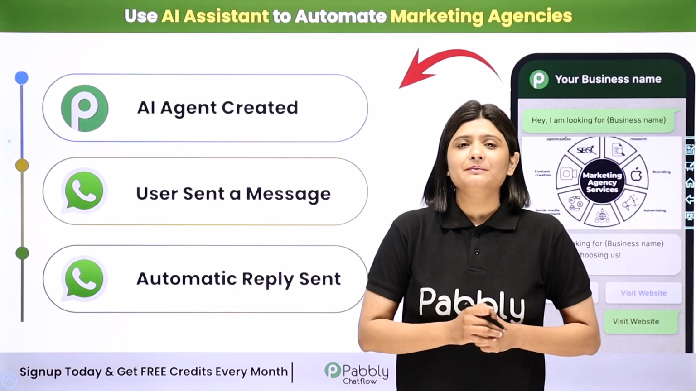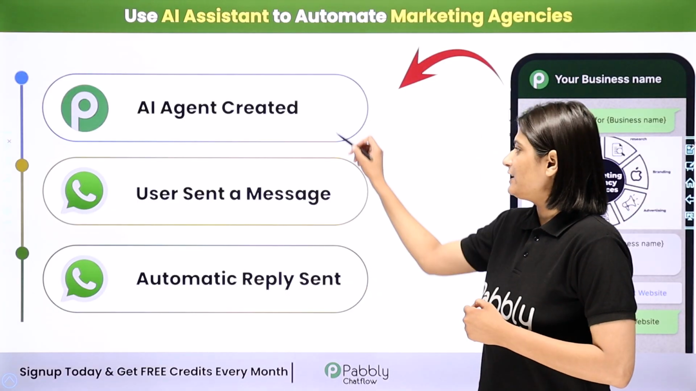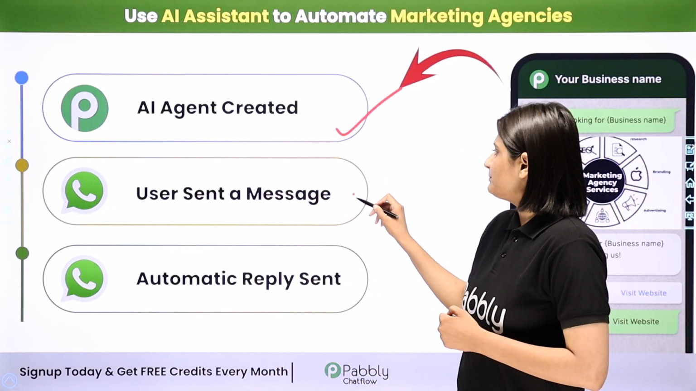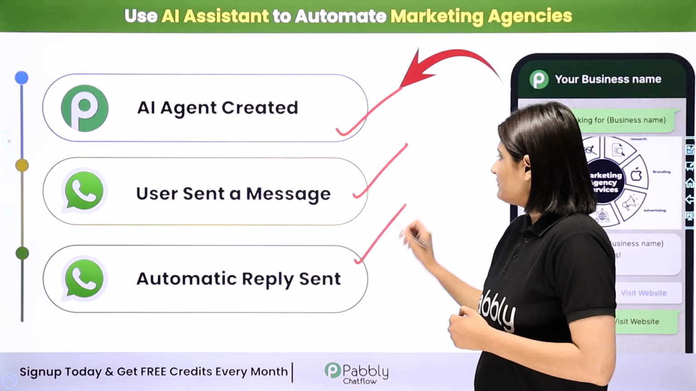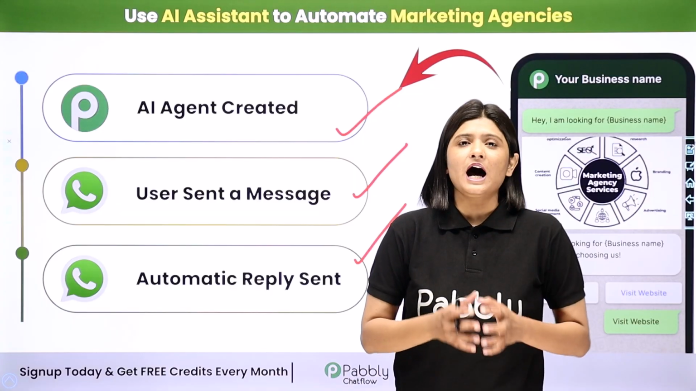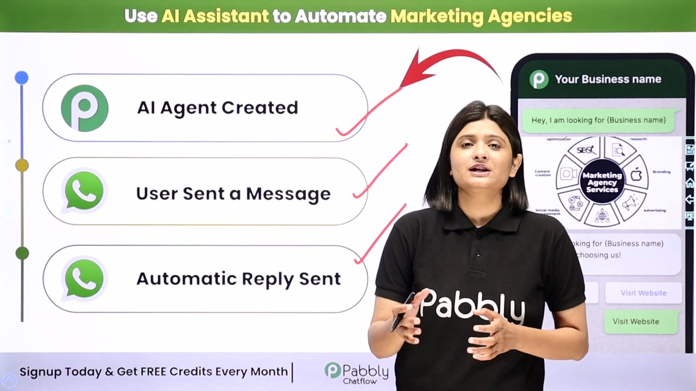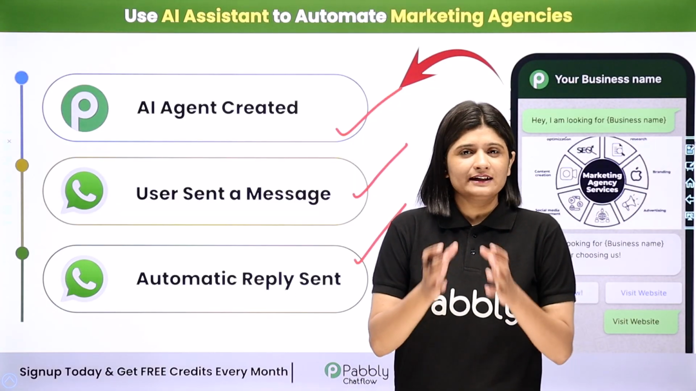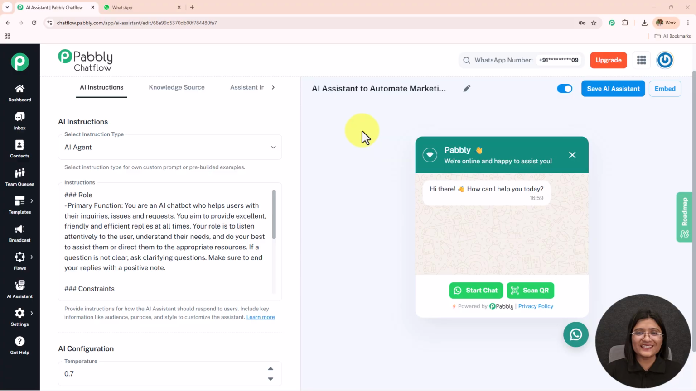Now with the help of Pabbly Chatflow, I'm going to create an AI agent and then whenever a user sends me a message, automatically the reply will be sent based on the query which they have sent to me. Now if you want to learn how you can create this AI agent and automate your WhatsApp conversations, then let me take you all to my screen. So here in this video, we are going to see how we can automate the WhatsApp conversations using the AI agent which I have created with the help of Pabbly Chatflow.